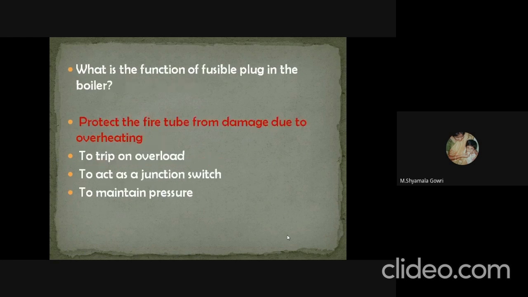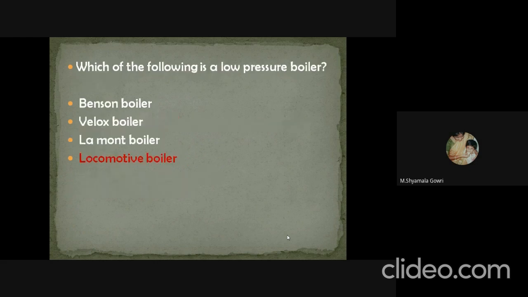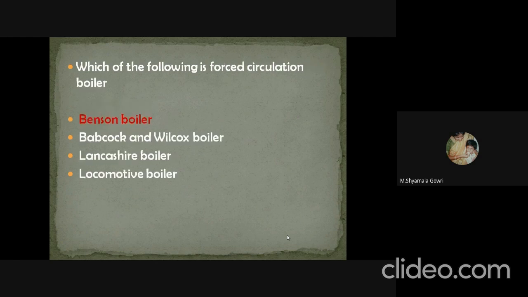What is the function of fusible plug in a boiler? The fusible plug is to protect fire tube from damage due to overheating. Which of the following is a low pressure boiler? In that four, locomotive boiler is a low pressure boiler. Which of the following is a forced circulation boiler? In the four answers, Benson boiler is a forced circulation boiler.